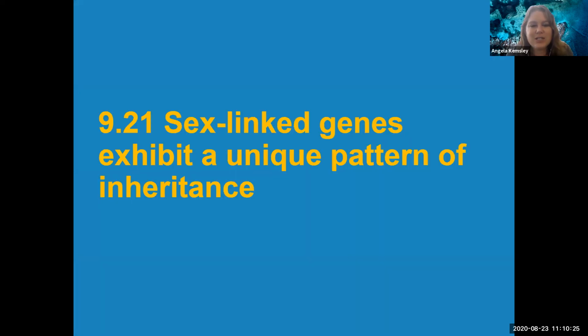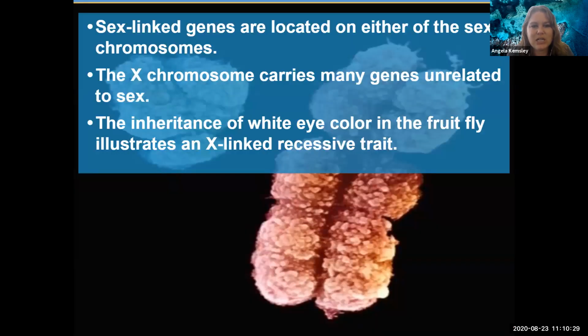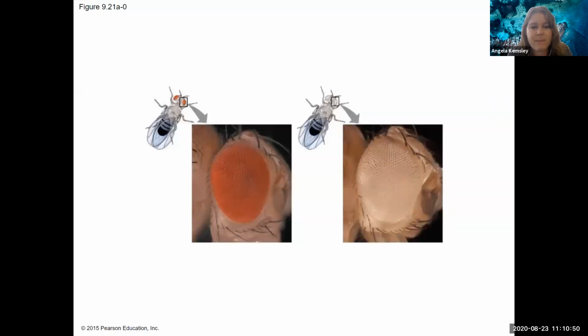All right, so sex-linked genes exhibit a unique pattern of inheritance. So sex-linked genes are located on either of the sex chromosomes. The X chromosome carries many genes unrelated to sex. The inheritance of white eye color in fruit flies is an example of an X-linked recessive trait. So the white eye color in fruit flies is actually found on the X chromosome, one of the sex chromosomes. So there you go, red or white eyes.